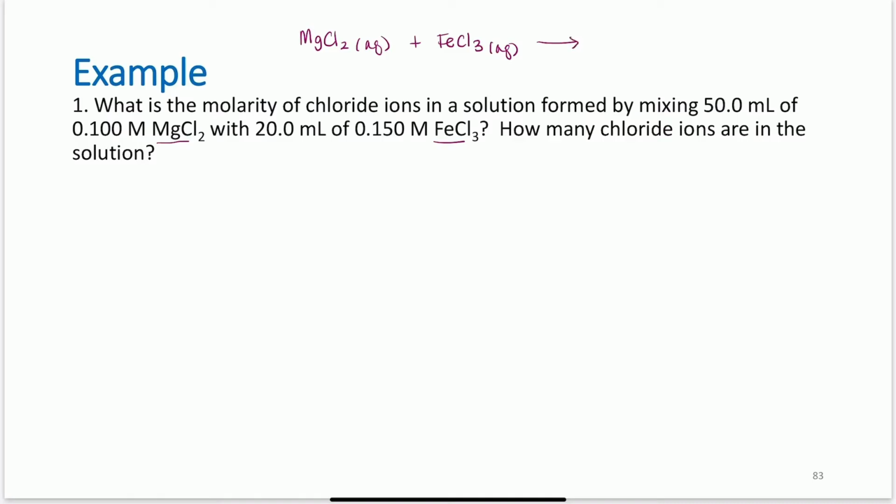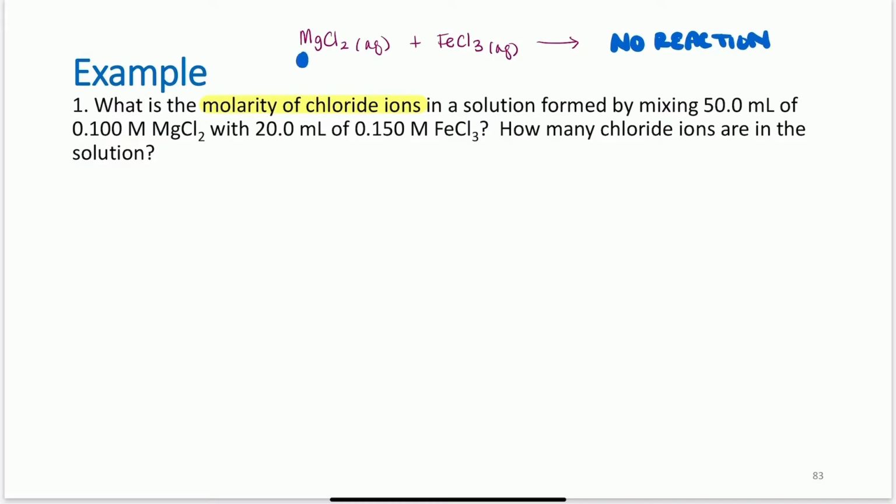Now when I mix these two things together, we're actually going to have no reaction. They're both completely soluble. They're both with chloride, so nothing's going to crash out. It's not a precipitation reaction. But that's okay, because what I want to know is the molarity of chloride ions in solution that's formed by mixing these things together. So let's see what we've got.